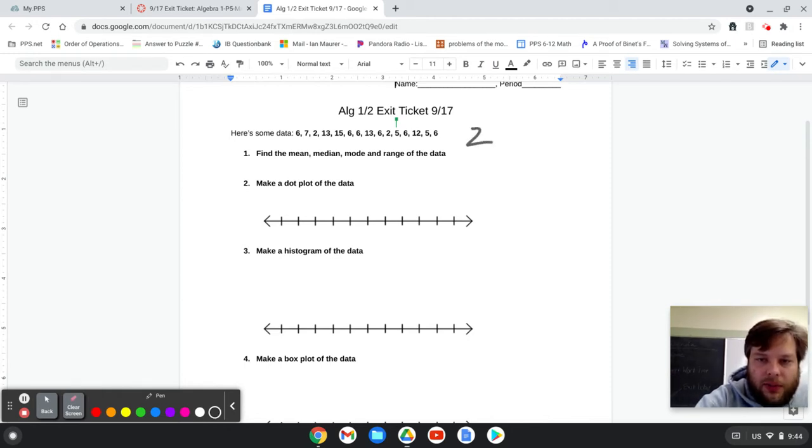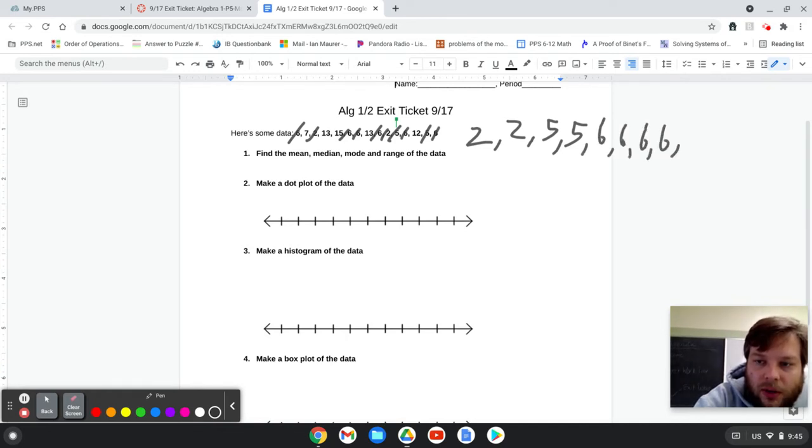Let's start with 2. One suggestion is to cross off the numbers as you go. 2, 2. Then we have a 5, and then another 5. And then there's 1, 2, 3, 4, 5, 6 sixes. Looks like we have a 7.